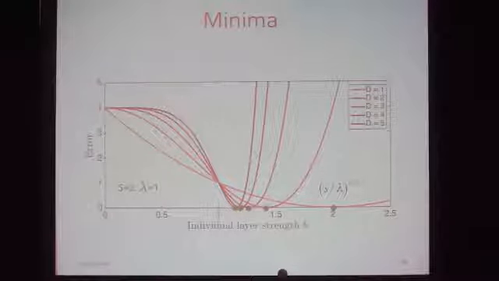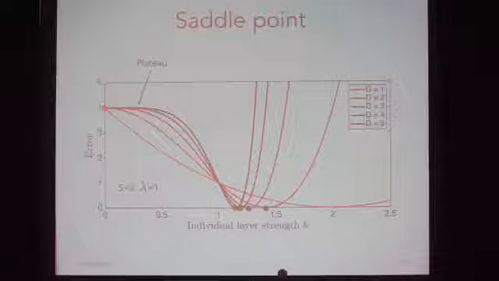But then there's also this interesting saddle point up here, which corresponds to all of the layer strengths being 0. And there's a plateau next to the saddle point. And that's only present for deeper networks, so as long as you have one hidden layer or more. And this is the structure of the error surface.